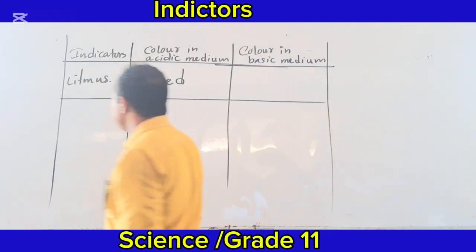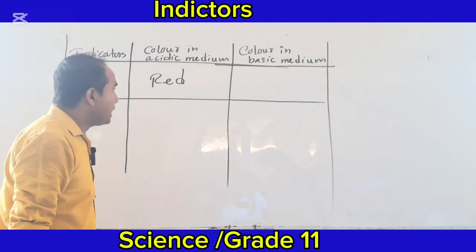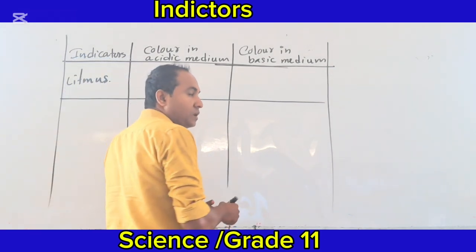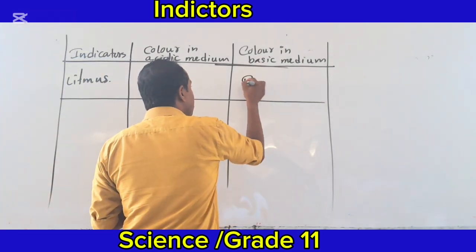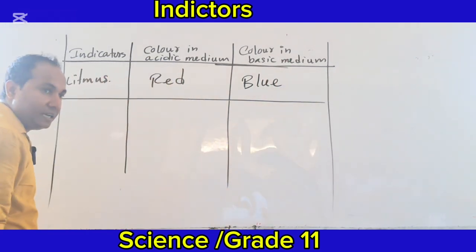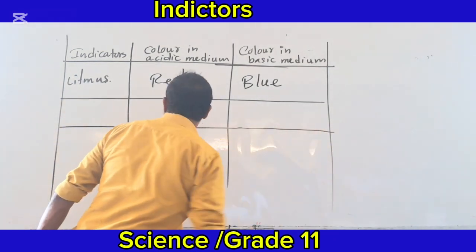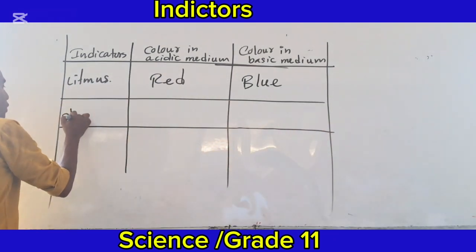So what will be the color of litmus in the basic medium? All litmus turns blue in the basic medium. Right. Then we will go to another indicator, phenolphthalein.